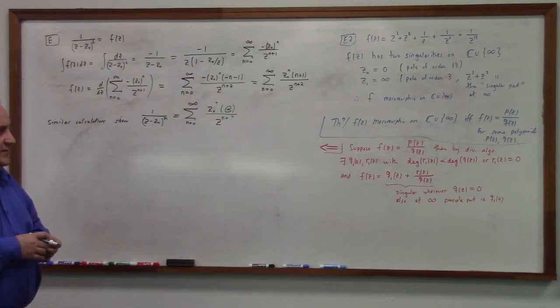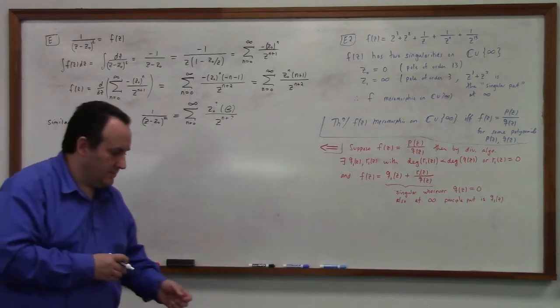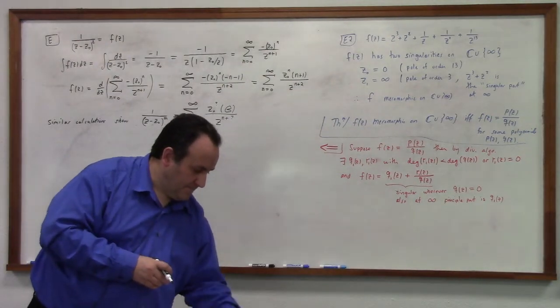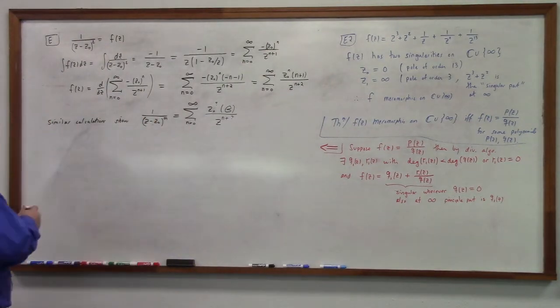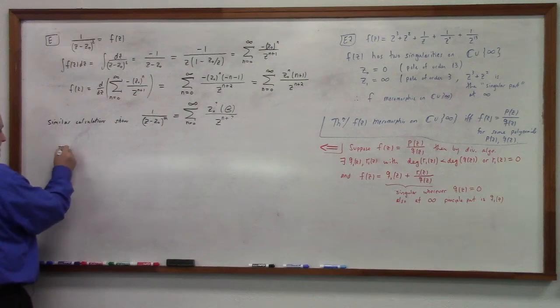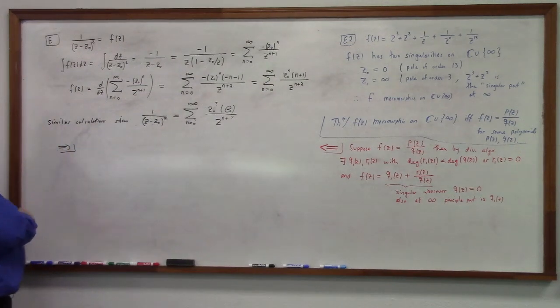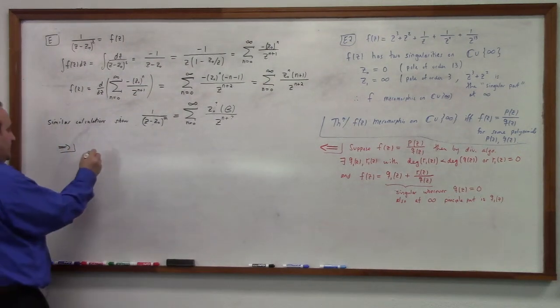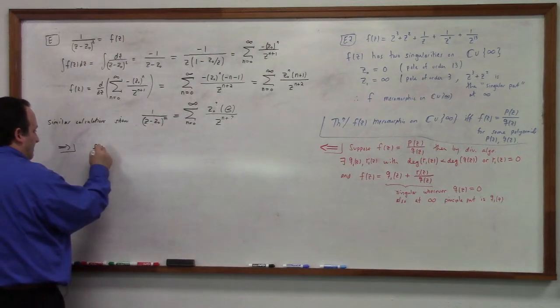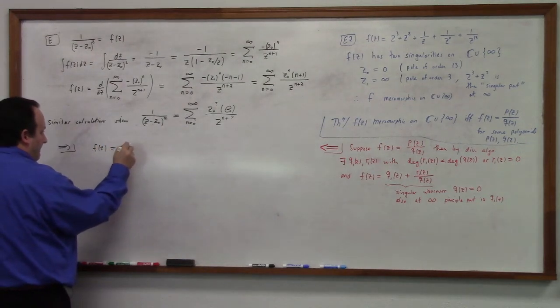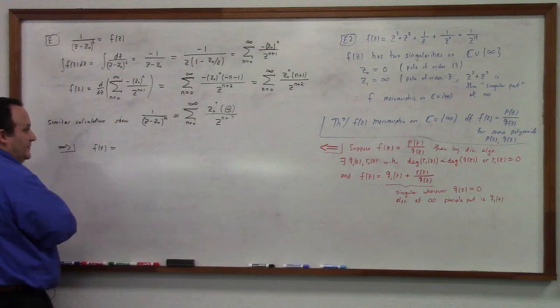How would the other direction of this proof go? The forward direction. What would that look like? So we have a meromorphic function. Yes, f of z is meromorphic, right? So you get all the nice properties.